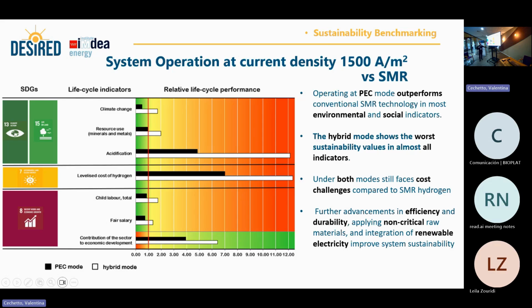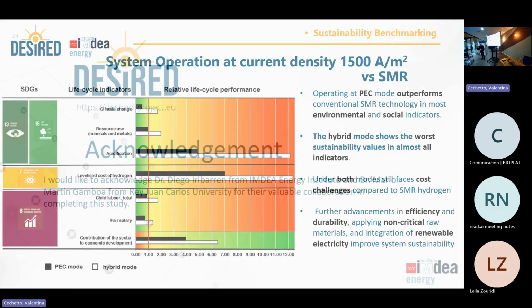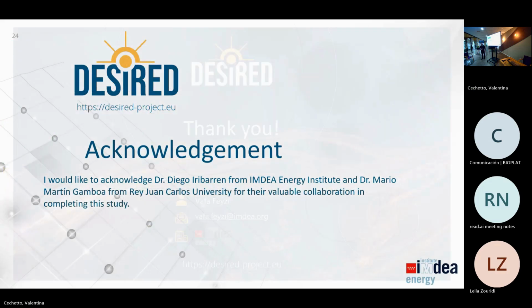In both cases, the cost of the hydrogen that the system is producing is much more than the conventional steam methane reforming. So it's showing that sustainability is not just one aspect. We consider all the aspects. Maybe in some aspects, with your new technology, we get benefits, but in others, you will have some drawbacks. Thank you for your attention.